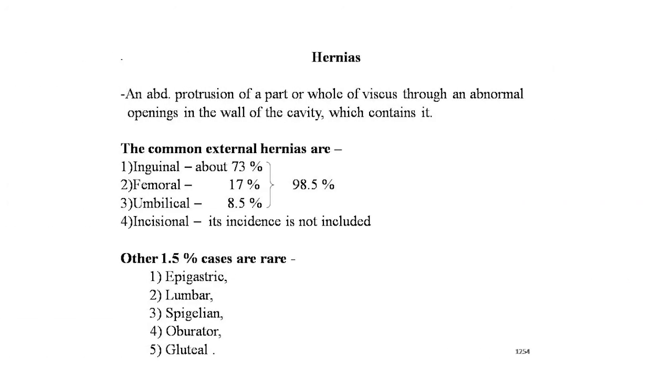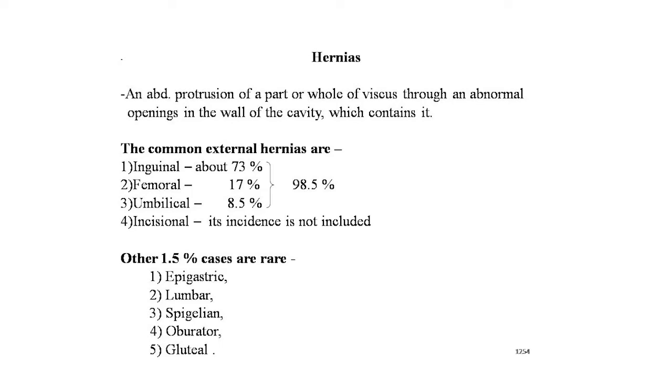What is the hernia? A hernia is an abdominal protrusion of a part or a whole of the viscus through an abdominal opening in the wall of the cavity which contains it. In this lecture, we are only concerned with the external abdominal hernia. An external abdominal hernia is a protrusion of the abdominal viscus through a weak spot in the abdominal wall.